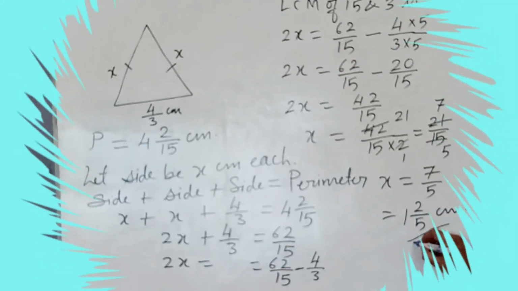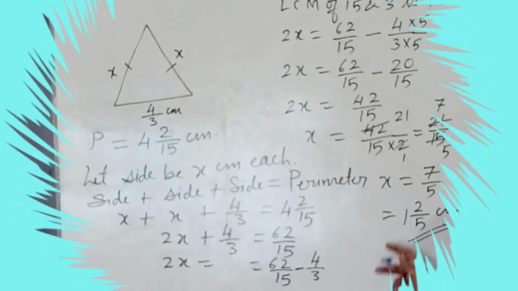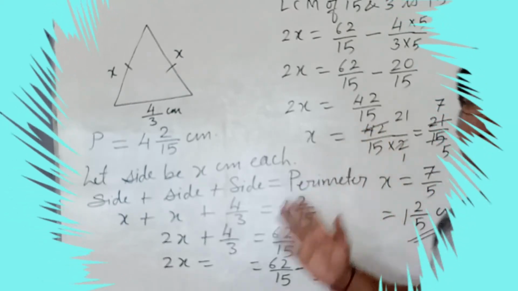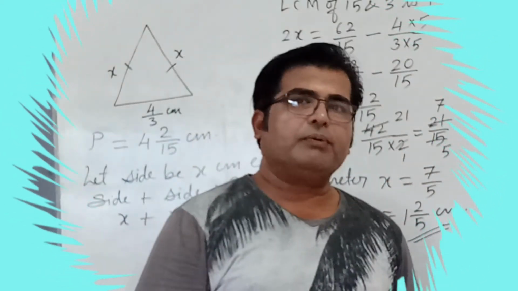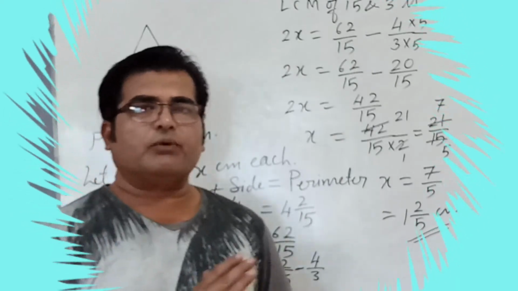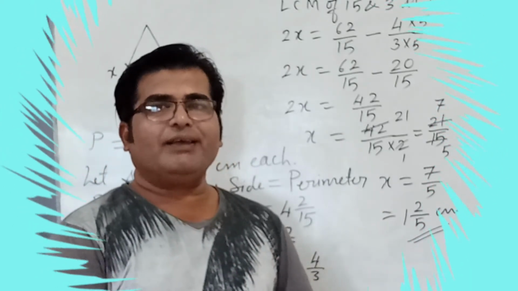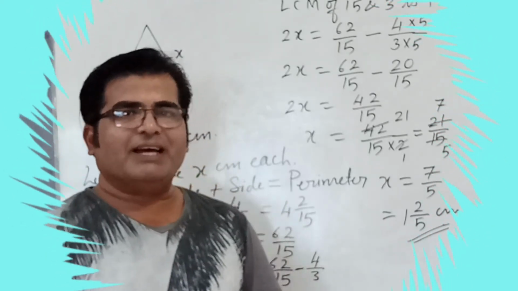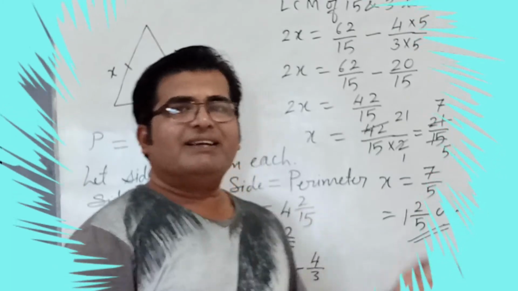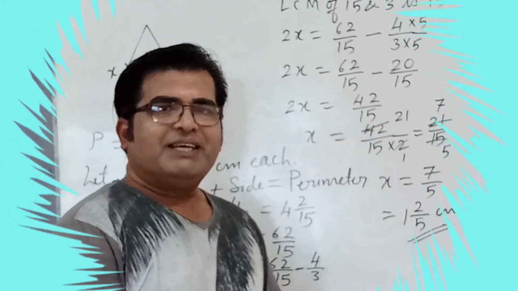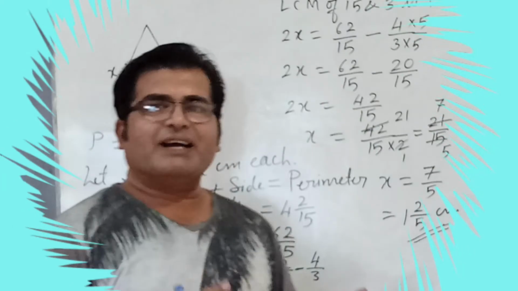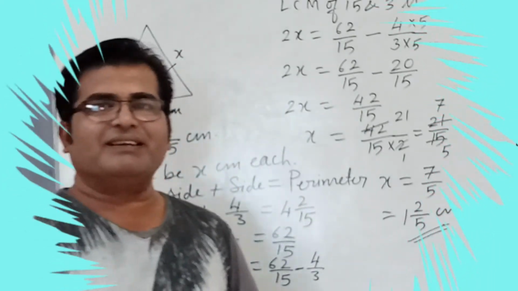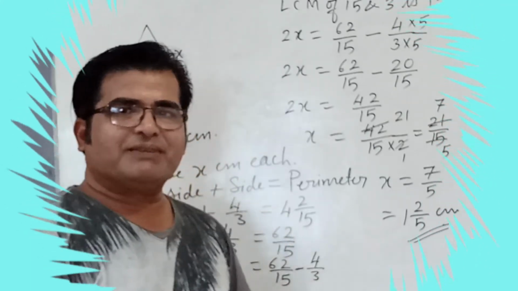1 2/5 centimeter is the length of each equal side. This is the solution of this question. So in these questions, first you read the problem carefully and try to understand what is given and what is required. Then the unknown quantity you can take as x, y, z, a, b, c, whatever variable you like. Then set up the equation and simplify by the method of equations. Also with that you should know some formulae, like we have applied the formula for the perimeter of a triangle: the perimeter of a triangle is the sum of three sides.